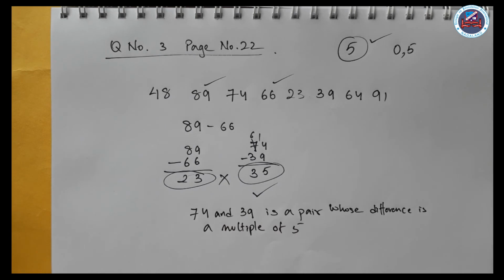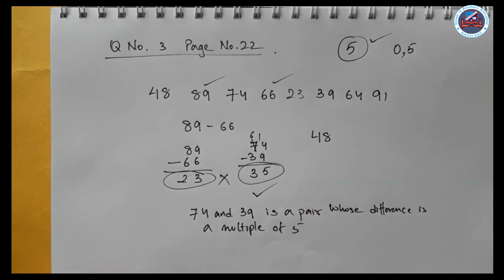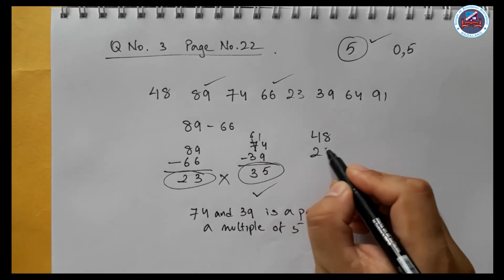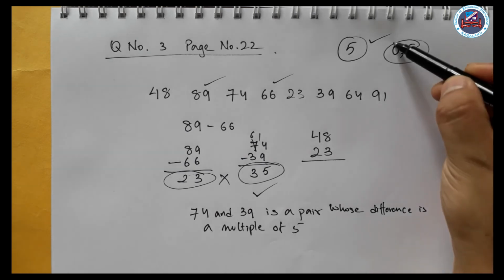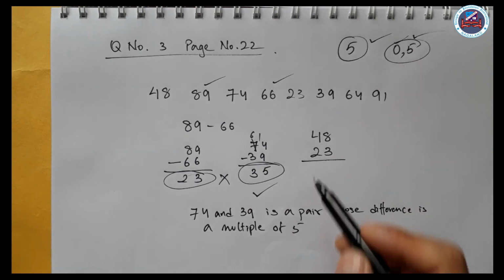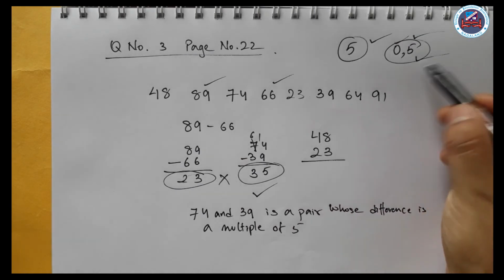Okay, let's try to find one more. Now I have one number here, 48, and another number, 23. So what I am doing here is I am just looking at the last digit to make it easy. This is a trick. Since the last digit has to be either 0 or 5, I am just looking at the last digit. Now 8 minus 3 I know is 5.